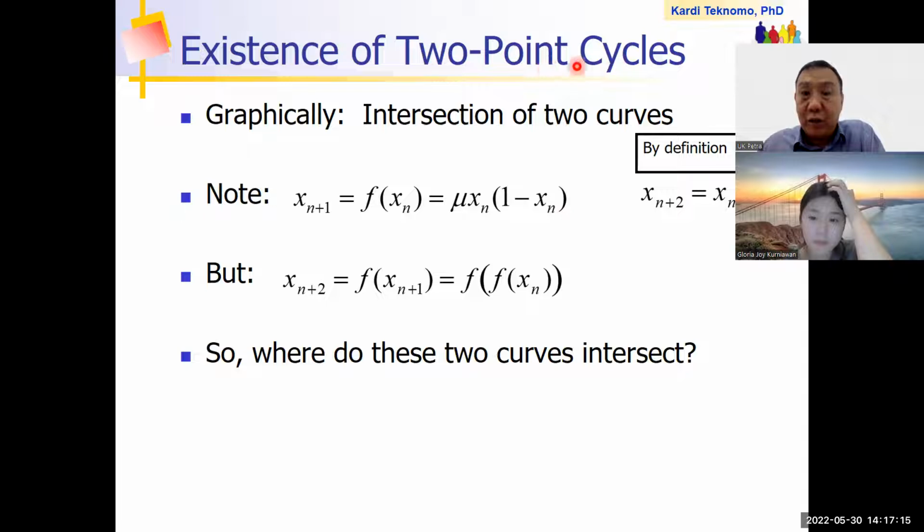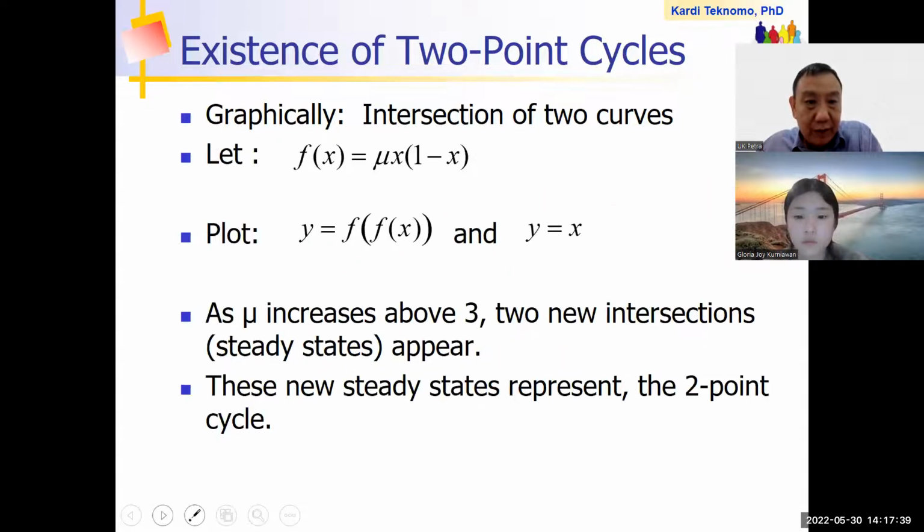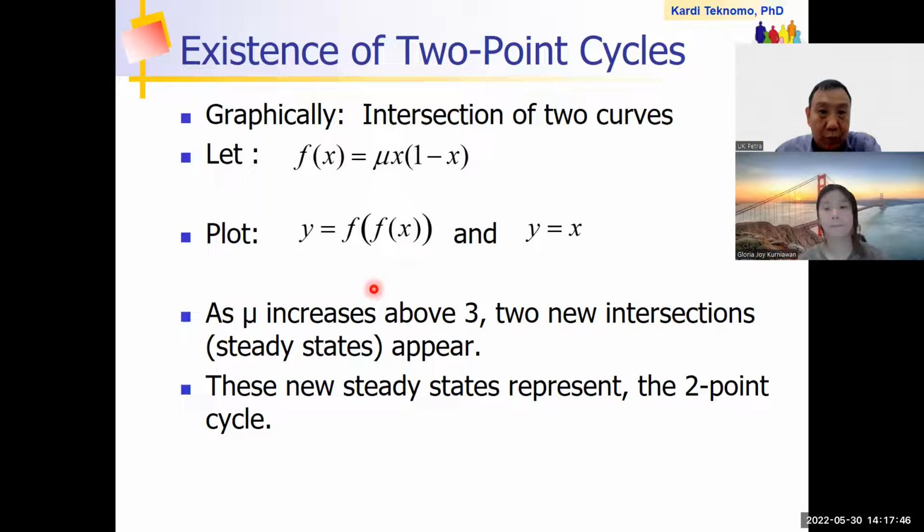The existence of the 2-point cycle, in the cobweb, you can see graphically based on the intersection of the 2 curves. So when exactly this one, you see, every n plus 2, there is an n, so there is some kind of intersection. Then you can see there is some existence of the 2 points. Let's plot this.